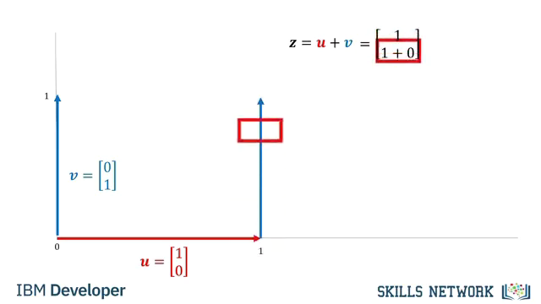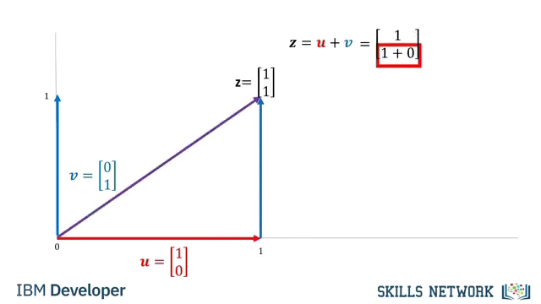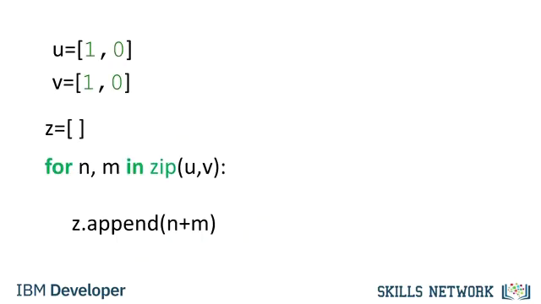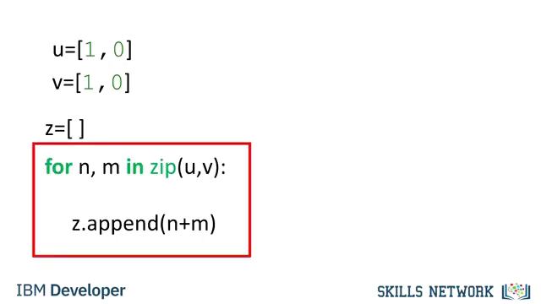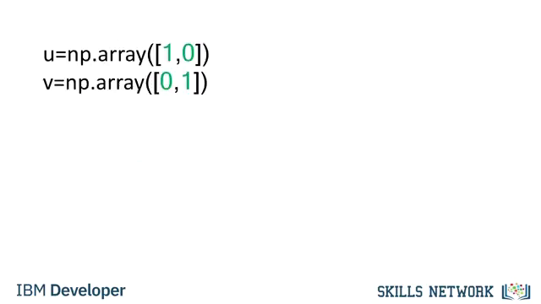It's helpful to use the tip-to-tail method when adding vectors, placing the tail of vector v on the tip of vector u. The new vector z is constructed by connecting the base of the first vector u with the tip of the second v. The following 3 lines of code will add the two lists and place the result in the list z. We can also perform vector addition with 1 line of NumPy code.